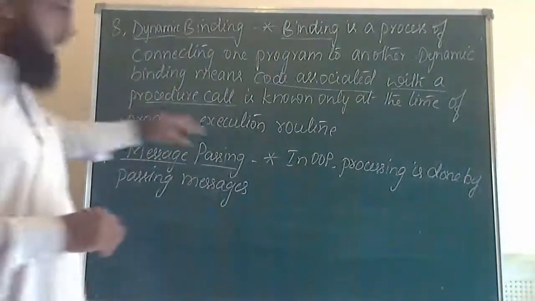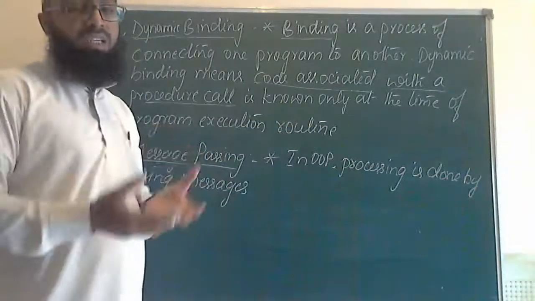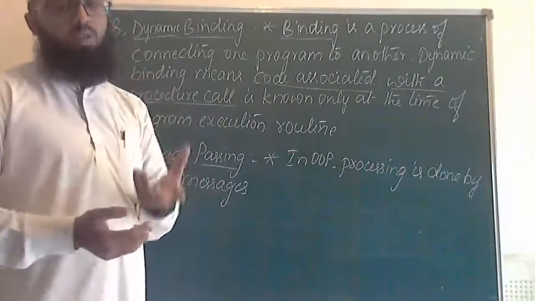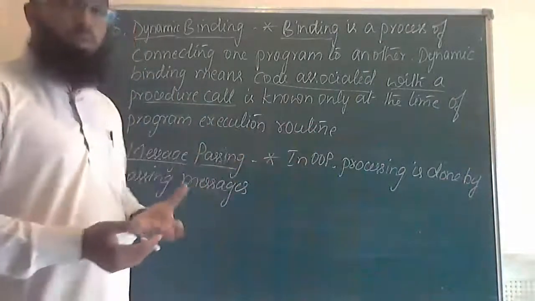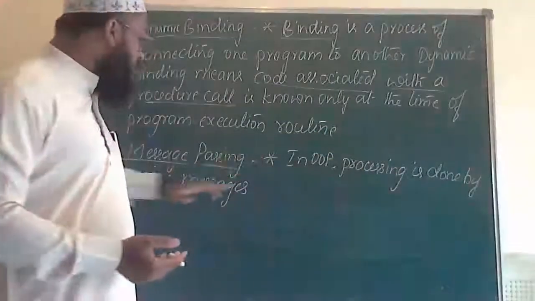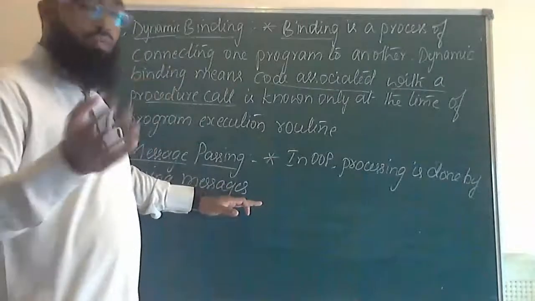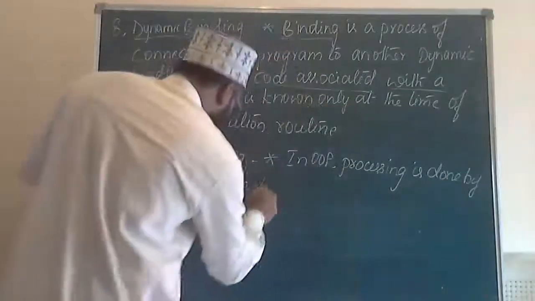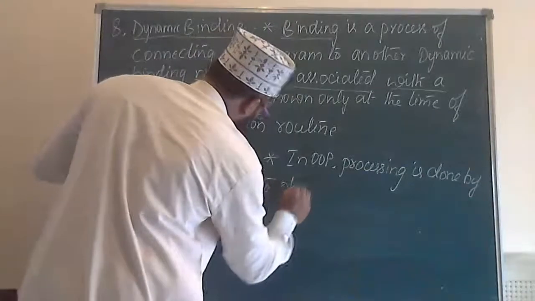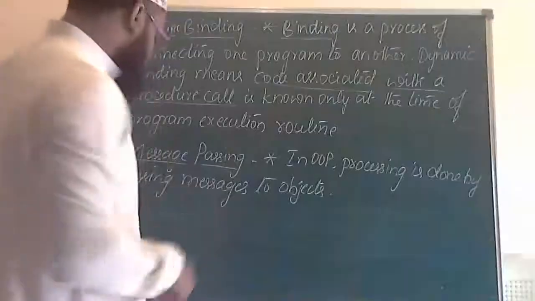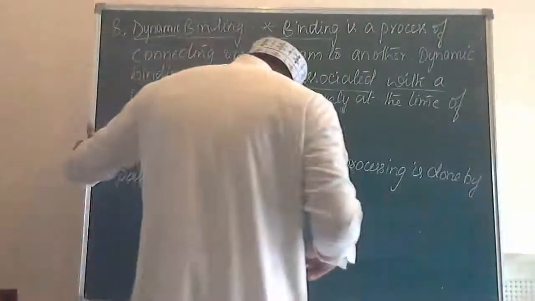In OOPs, processing means anything: executing a program, clearing errors of a program, or getting the output of a program. That is called processing. At that time, this processing is done only with the help of passing messages to one another, to objects. Messages are passed to the objects.